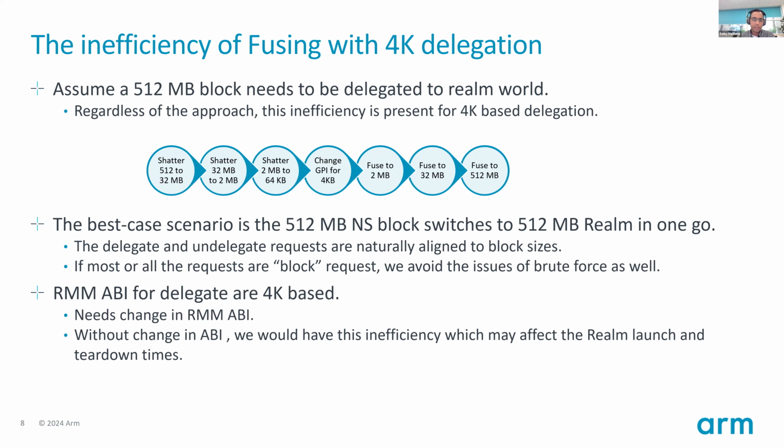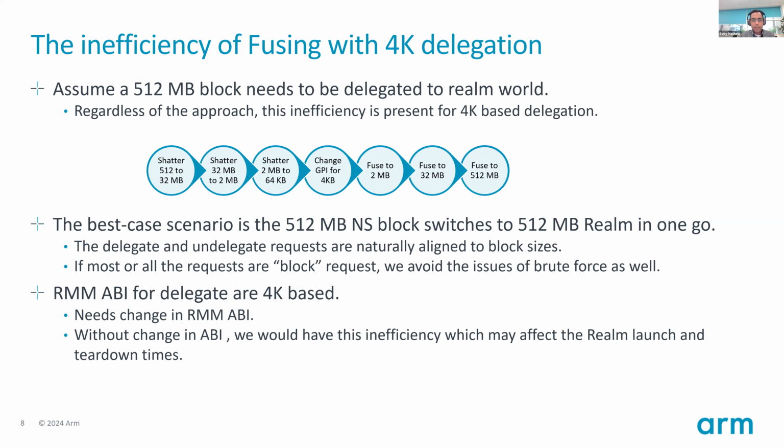So effectively, most of the granules or the GPIs would have a transition through all of these states, which is not efficient because if we have to transition a 512 MB block from non-secure to realm, we could have done it in one go. We could have transitioned all of the 512 MB GPIs in one go and then issued TLBIs corresponding to that. But now we have a lot of intermediate transitions, and when we looked at the TLBI operations, it was probably around the region of 100K TLBIs that were being issued for a particular 512 MB block because of all the transitions that are happening. So this is certainly not efficient.